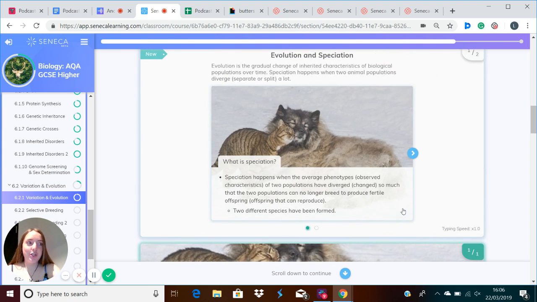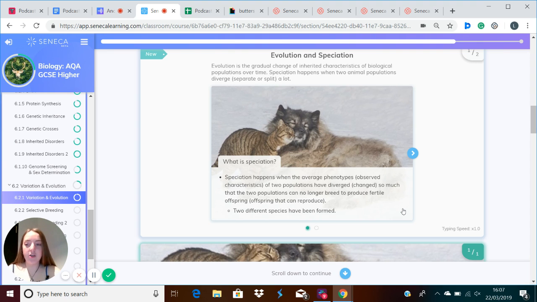So, what is evolution? The big word. Evolution is the gradual change of inherited characteristics of biological populations over time. And speciation happens when two animal populations diverge, which means they separate or split apart a lot. So speciation happens when the average phenotypes, which is, as we said, the observed characteristics of two populations, have changed so much that the two populations can no longer breed to produce fertile offspring. So offspring that can reproduce, and we would say that two different species have formed.